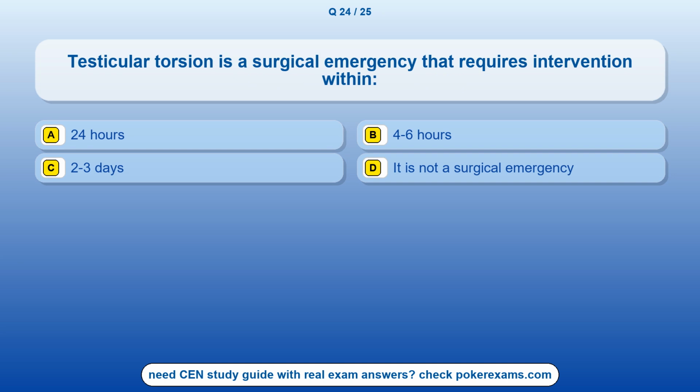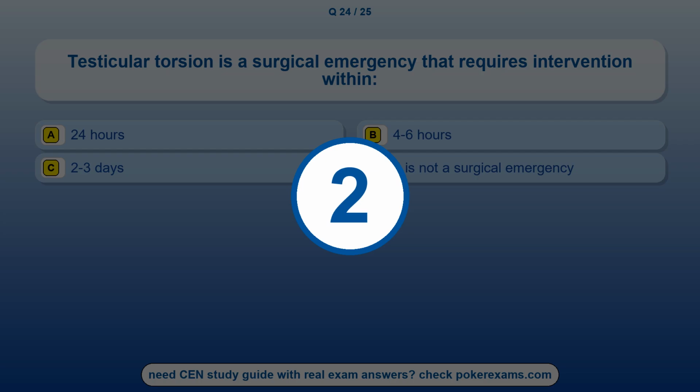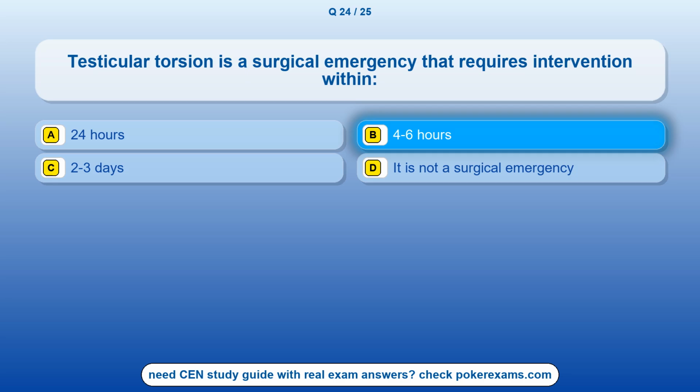Question 24. Testicular torsion is a surgical emergency that requires intervention within option A, 24 hours, option B, 4-6 hours, option C, 2-3 days, option D, it is not a surgical emergency. The correct answer is option B, 4-6 hours.